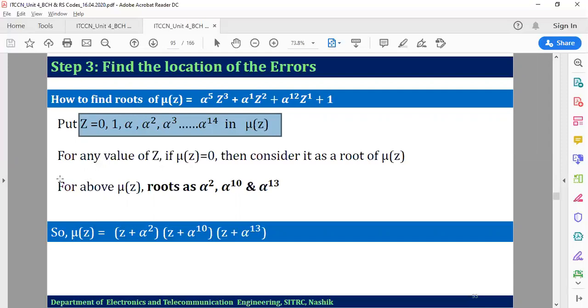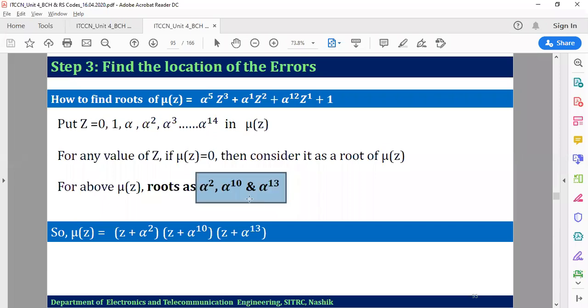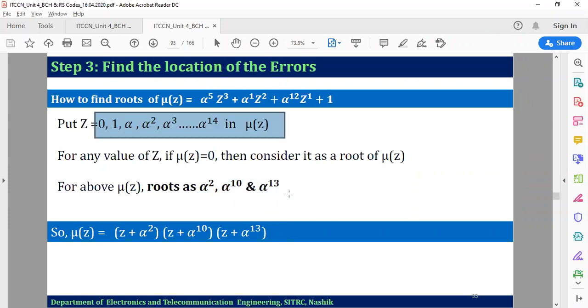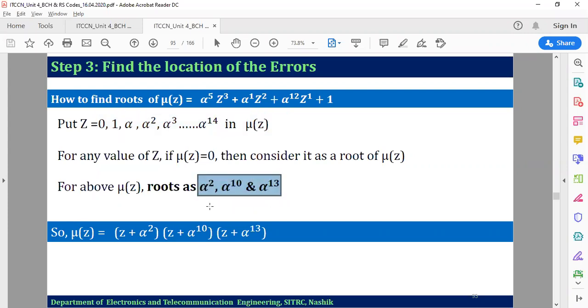But after this session, try to find these values by putting each and every element of GF 2 raised to 4. That is 0, 1, alpha, alpha square up to alpha 14. Here I have solved the example. For the values alpha square, your mu z comes as 0. Also for alpha 10 and alpha 13, your mu z comes as 0. I hope this is clear. Is this clear? Please let me know how to find the roots of a degree 3 polynomial.